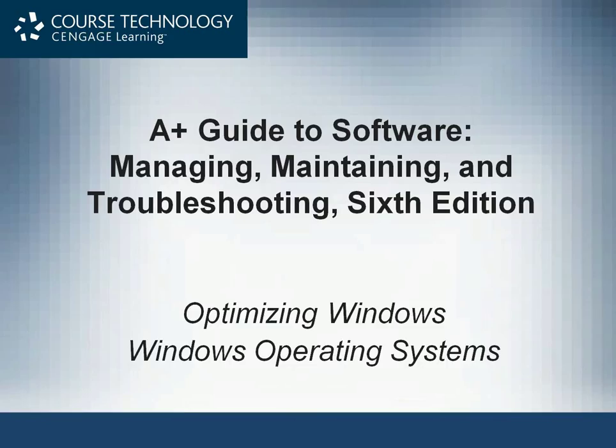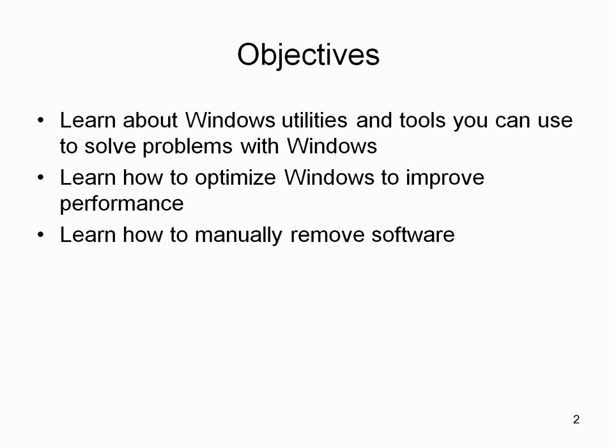Windows Operating Systems Part 2, Optimizing Windows. In this nugget, we begin by learning about the Windows tools you need to optimize Windows. Then we turn our attention to the steps you can follow to cause a sluggish Windows system to perform at its best, and how to manually remove software that does not uninstall using normal methods.